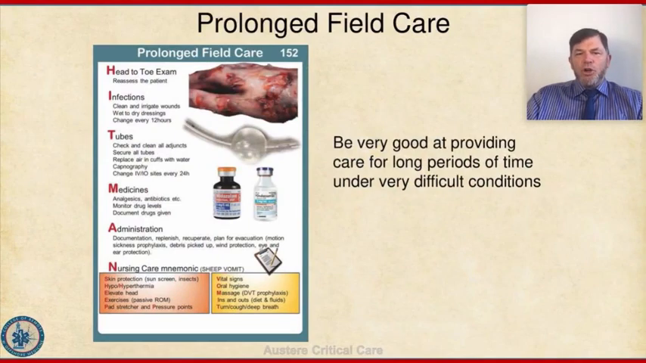Be very good at providing care for long periods of time. In austere critical care, you're going to have this guy for a while until you can get him evac'd or sent to a local district hospital. Or if you're in a district hospital, send him to a regional hospital or the capital hospital. So you're going to have him for a while, which means that you need to be good at PFC. You need to be excellent at the nursing skills found in N of Hitman, and we call it sheep vomit. The main ways to remember the different nursing skills that you need to be able to do.